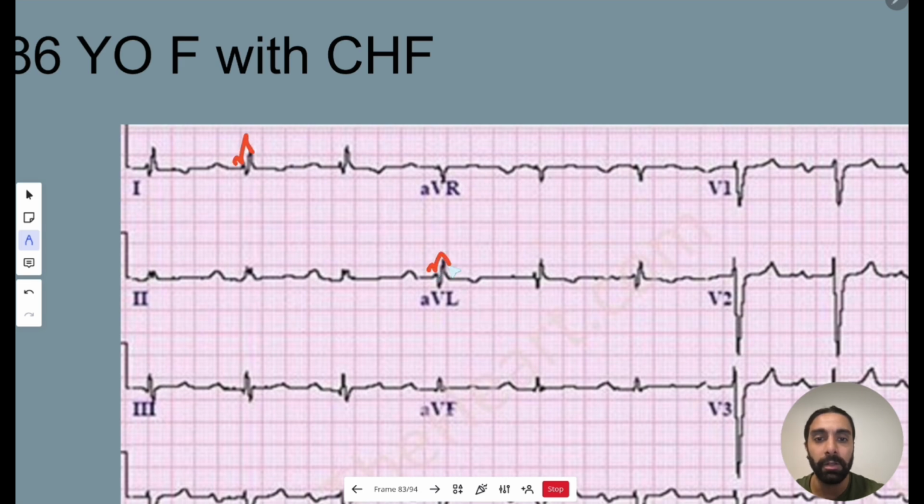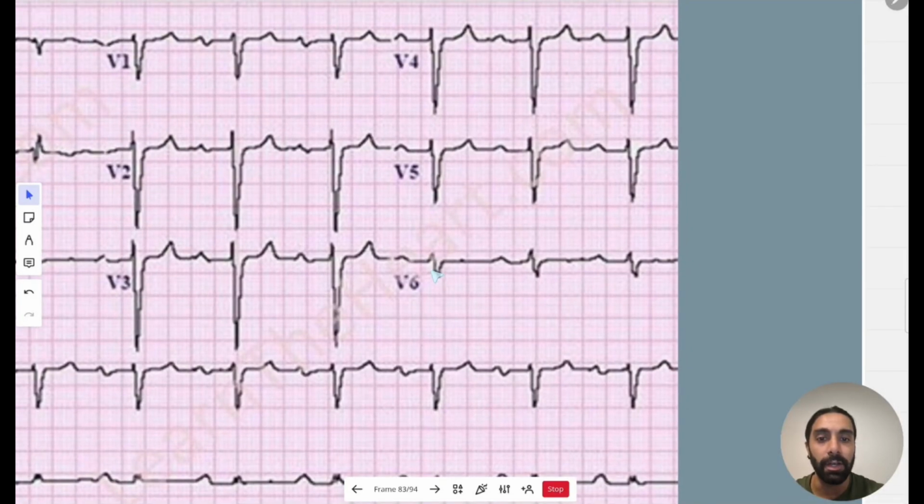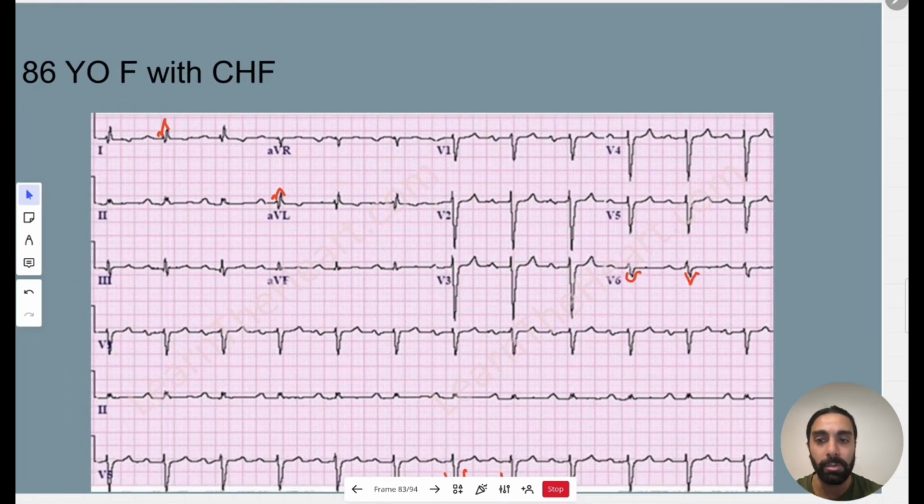So these bunny ears are forming. And another finding is the slurred S. So if you see a slurred S, especially in V6, where it's not clean cut, this could be a sign of a left bundle branch block.